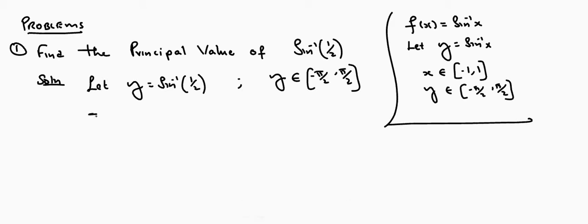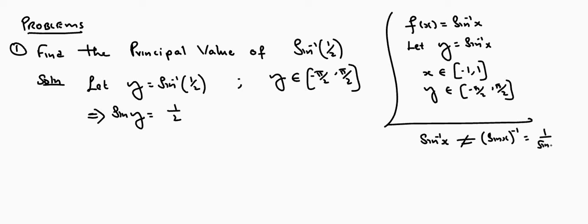That implies if y is equal to sin inverse 1 by 2, we can say that sin y equals 1 by 2. Inverse trigonometric function sin inverse x is not equal to sin x raised to minus 1. Sin x whole raised to minus 1 is 1 by sin x, that is cosec x.